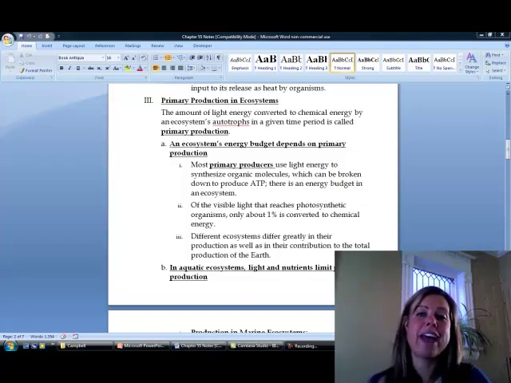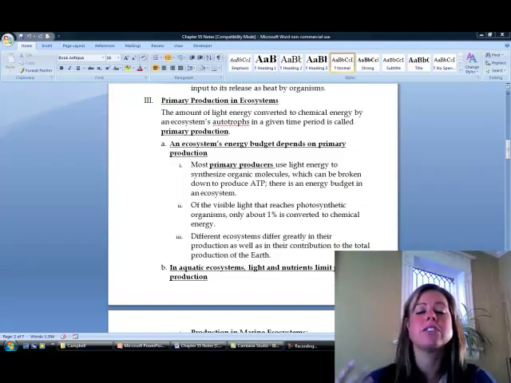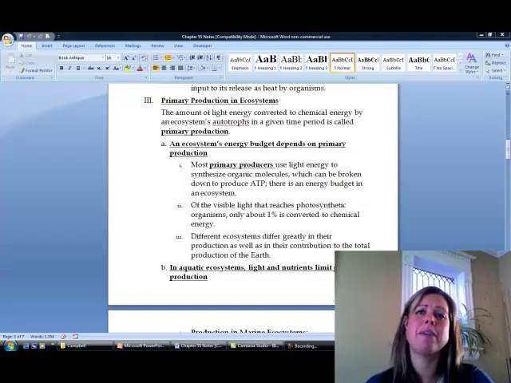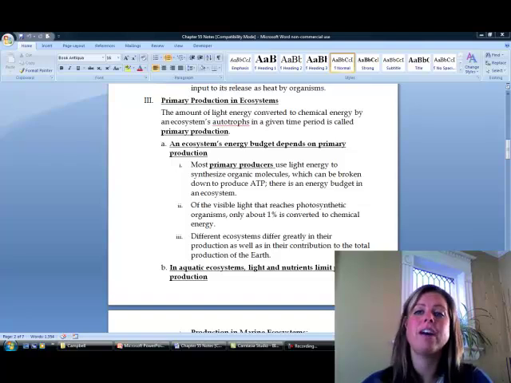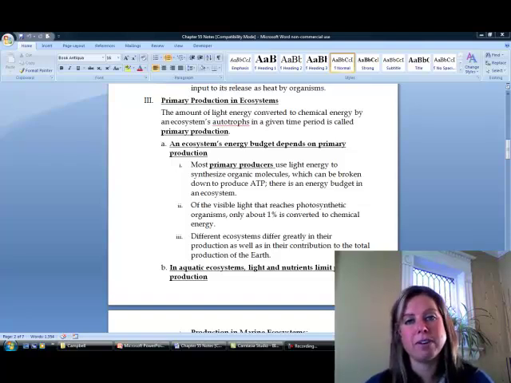So now we're going to talk about energy budgets in an ecosystem. What we're going to start with is primary production. Primary production is basically how much energy from the sun is getting converted into chemical energy for that ecosystem to live off of. It's measured in time periods, and it's the autotrophs that do it.